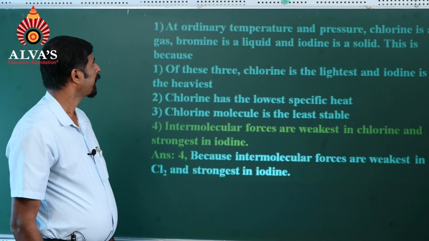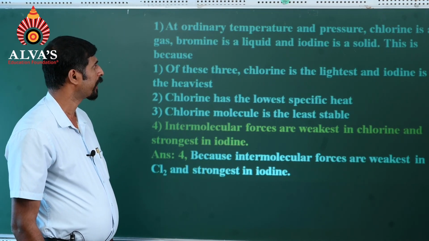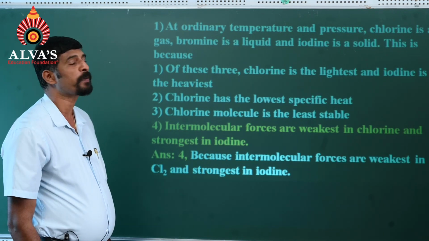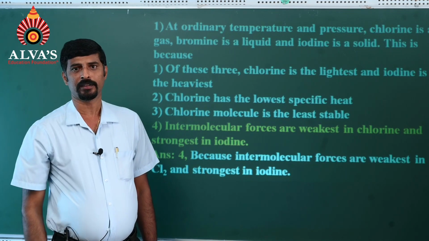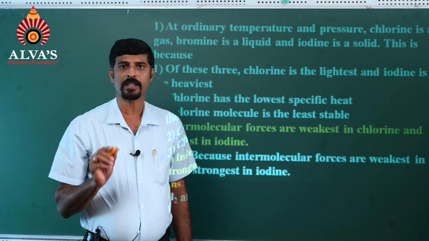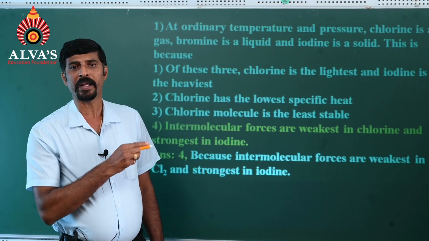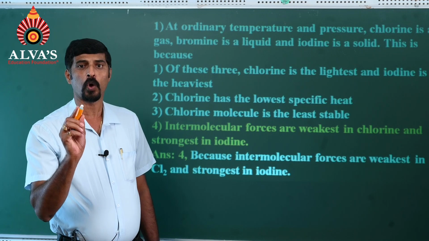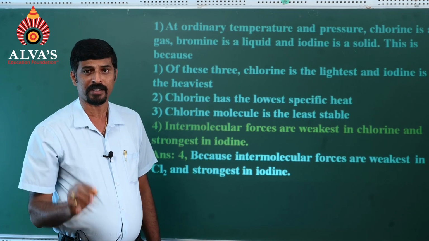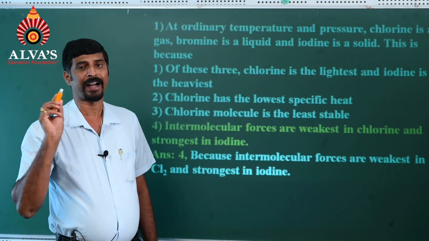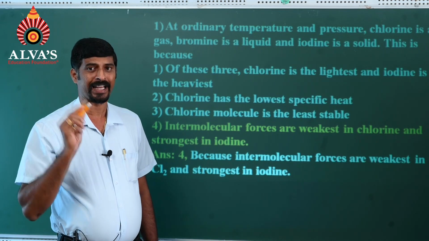Question number 1. At ordinary temperature and pressure, chlorine is a gas, bromine is a liquid and iodine is a solid. This is because, please remember, the physical state of any element is mainly decided on the basis of intermolecular force of attraction. Chlorine, bromine and iodine belong to the halogen group, that is the 17th group elements. The intermolecular force present between these is the van der Waals force of attraction. As you move down the group, the van der Waals force increases.